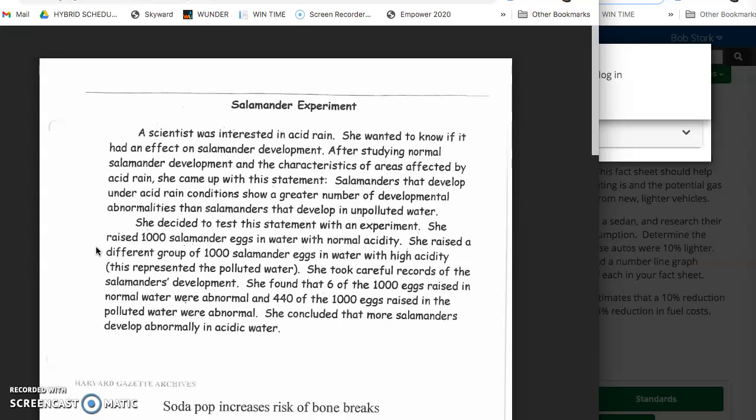She decided to test the statement with an experiment. She raised 1,000 salamander eggs in water with normal acidity. She raised a different group of 1,000 salamander eggs in water with high acidity. This represented the polluted water. She took careful records of the salamanders' development. She found that 6 of the 1,000 raised in normal water were abnormal, and 440 of the 1,000 eggs raised in polluted water were abnormal. She concluded that more salamanders developed abnormally in acidic water.